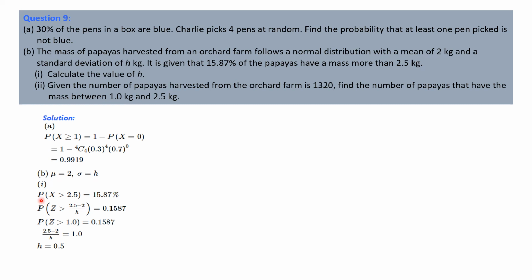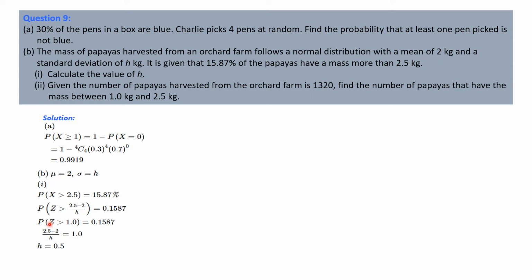Let our standard deviation be in terms of an unknown h. Then we are given that 15.87% of the papayas have a mass more than 2.5. So we put it in a mathematical sentence: P of x greater than 2.5 is equal to 15.87%, where 15.87% is 0.1587. So we have to standardize the value of x and let it be z, so we will have z greater than (2.5 minus 2) over h.